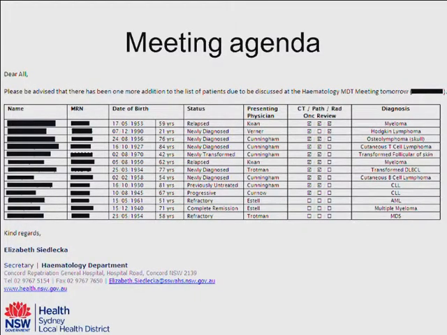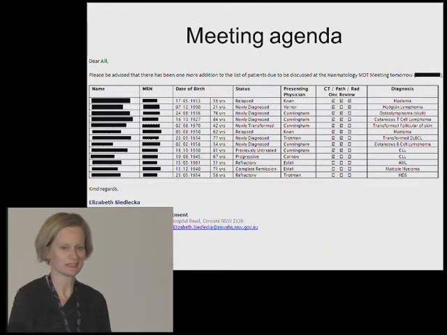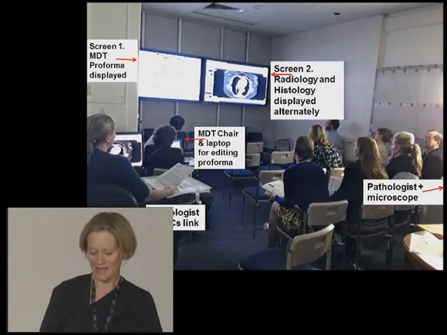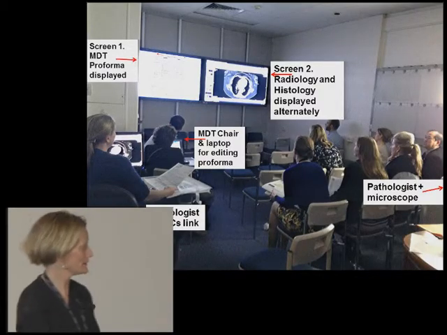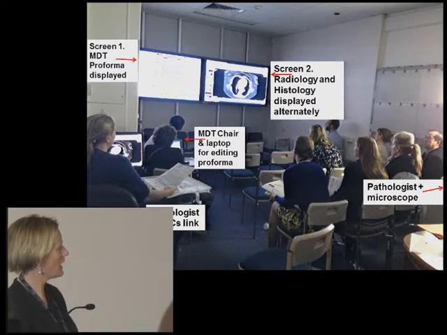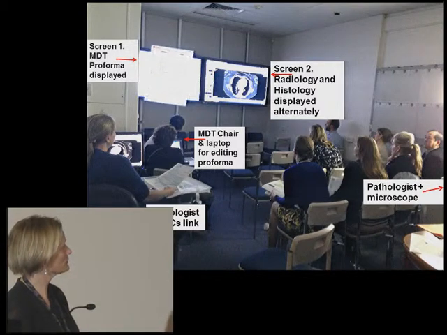Here's an example of the meeting agenda, where you'll see the patients' different diagnoses and the different boxes that have been ticked as to whether they need CT, pathology or radiation oncology review. And it's nice to see that agenda and get a sense of whether it's going to be a very interesting MDT meeting or not. And here's an example of what actually happens. The MDT chair sits there at the laptop and edits the proforma, which is displayed up on the screen here. I've just patched one in for you.